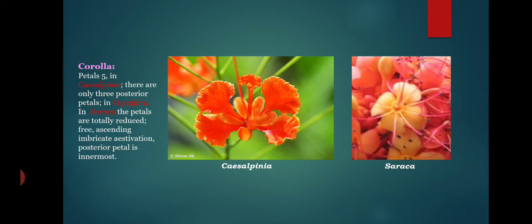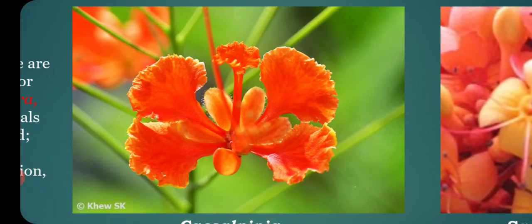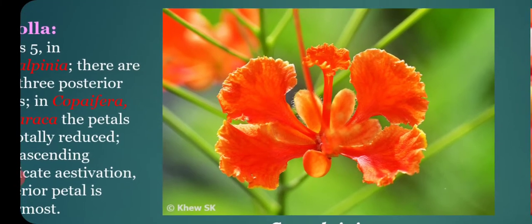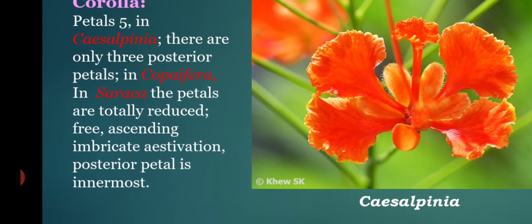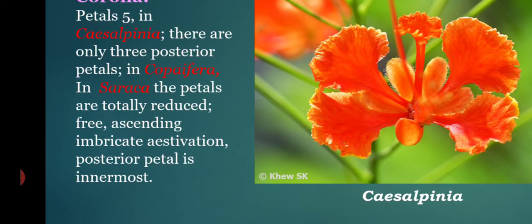Then coming to the study of corolla, here the flower is Caesalpinia, Rajamalliyude poovaanu. Here also we can see Caesalpinia petals, 5 in number. There are only 3 posterior petals in different species, that is Caesalpinia. In Saraca, that is Ashogam, the petals are totally reduced.